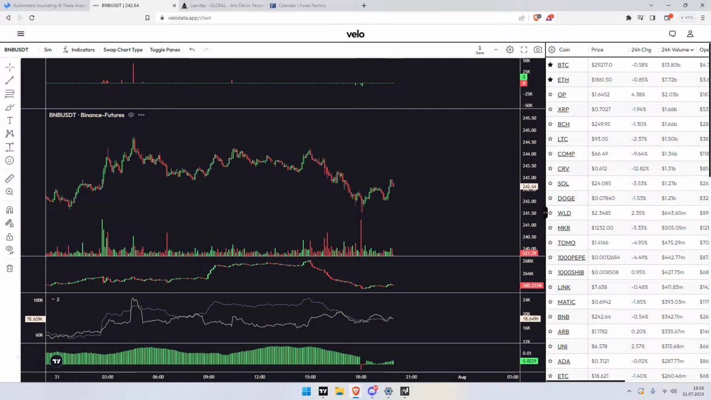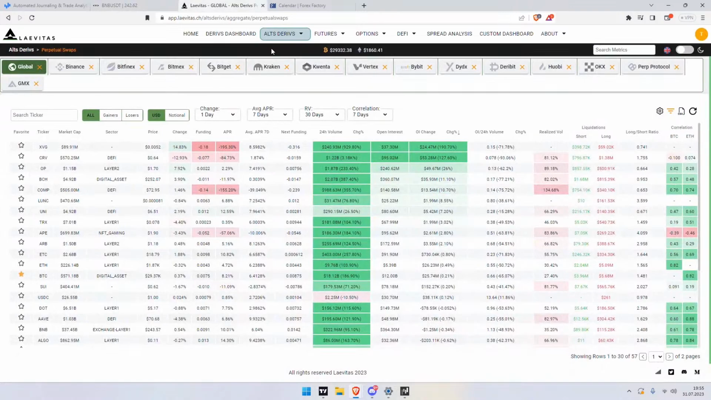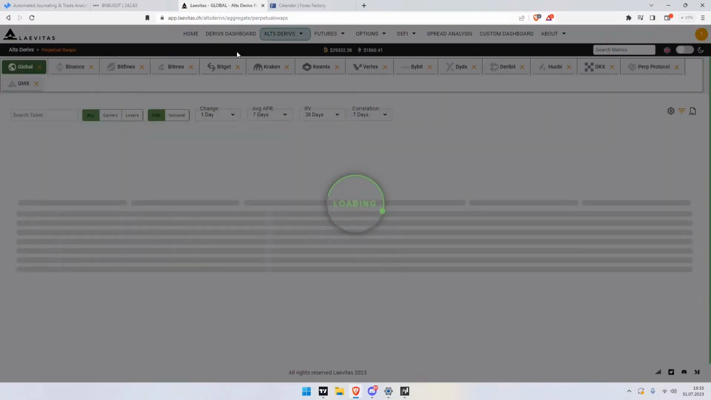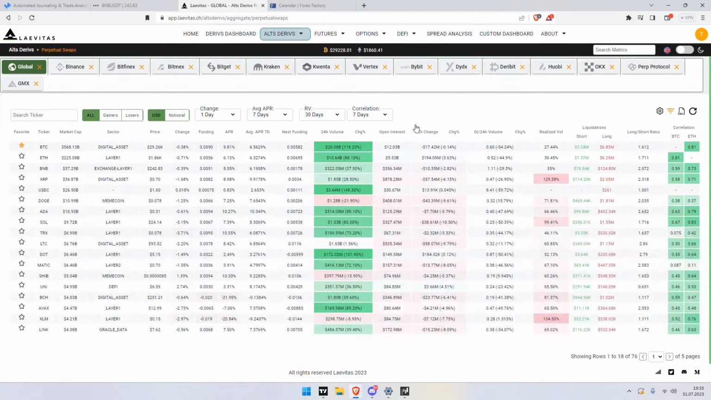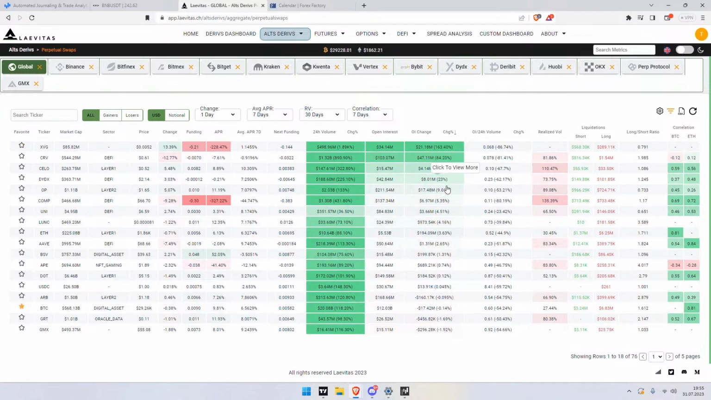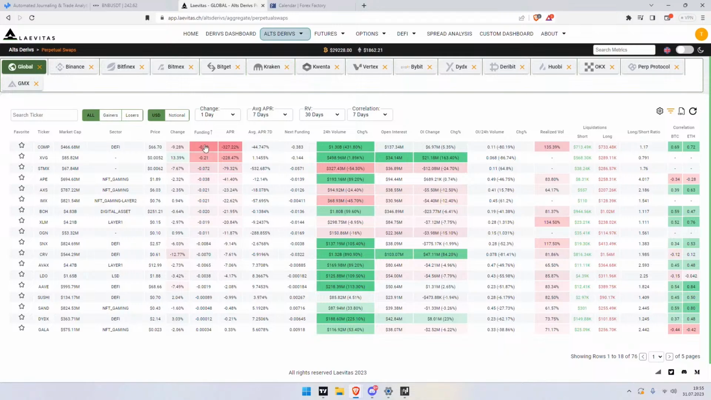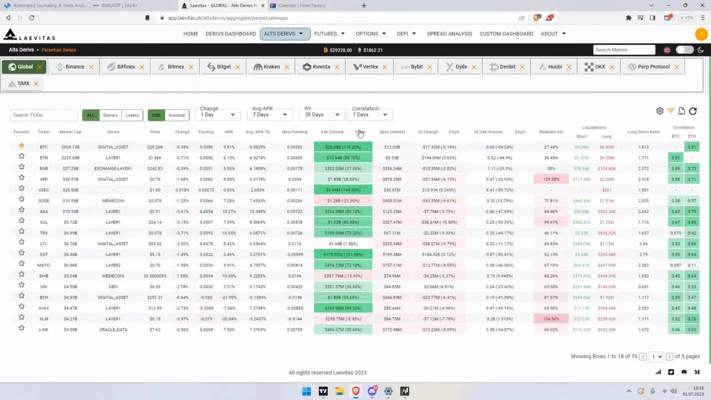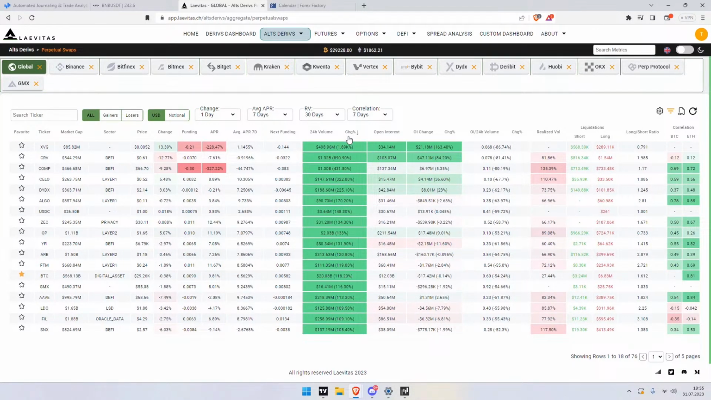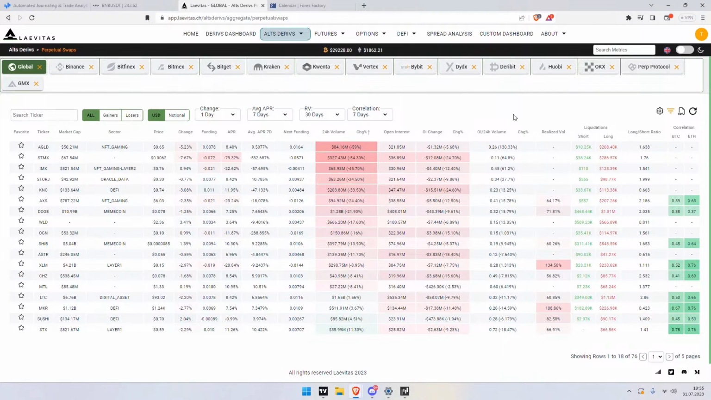Someone asking if there is any tool to gauge that. Yeah, I use Leviathan for that. Basically, every morning I open this tab on the perpetual swaps. I just look at the coins with the biggest OI changes. I look at the coins with the biggest positive and negative fundings, the coins with the biggest and lowest volume changes, and that's basically it.